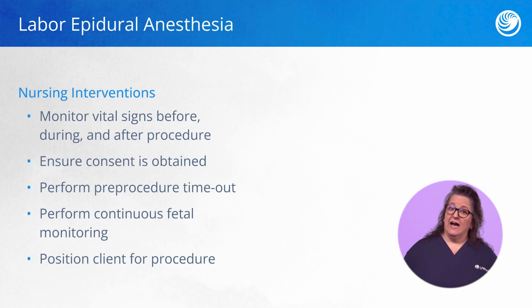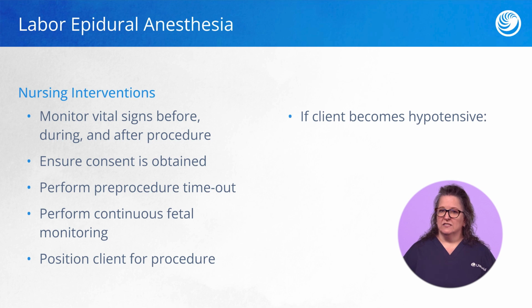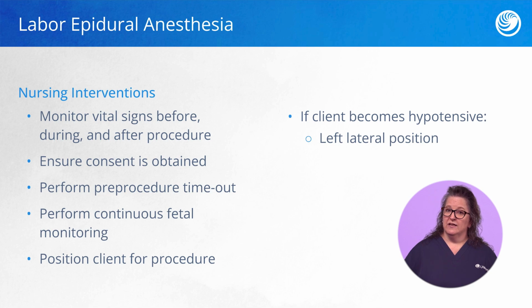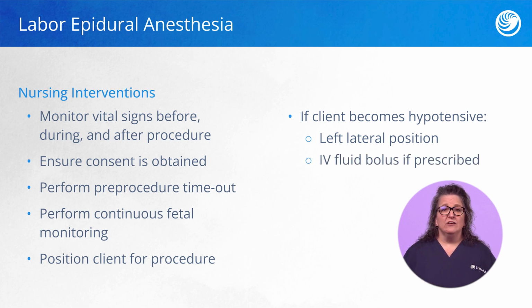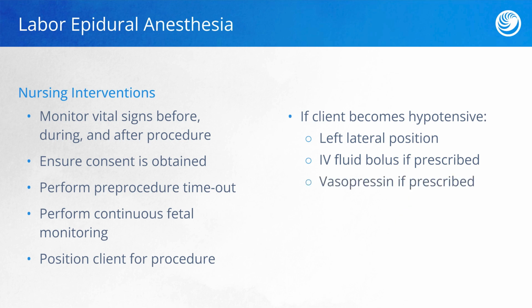The client can be side-lying, or the preferred position is sitting upright on the edge of the bed with the back rounded and pushed back to increase intravertebral space. If the client does become hypotensive, assist them into the left lateral position to increase the amount of blood flowing back to the heart and then to the fetus. Administer an IV fluid bolus if prescribed to increase blood volume. And vasopressin may be prescribed to act against the vasodilation of the epidural.